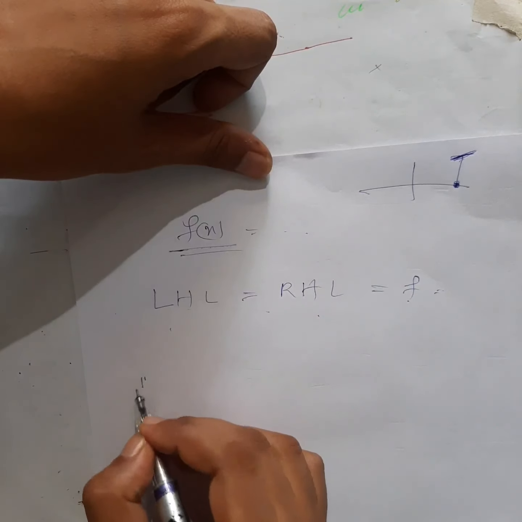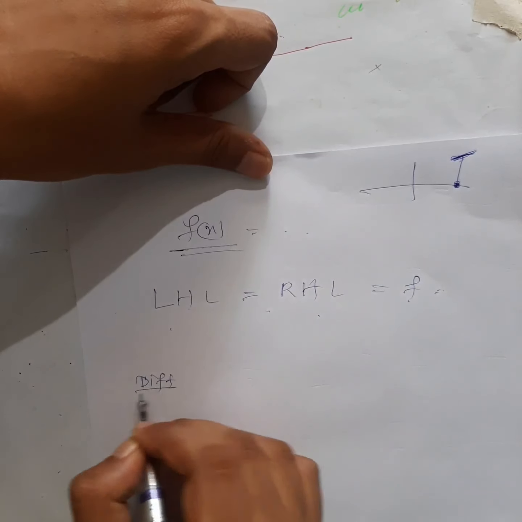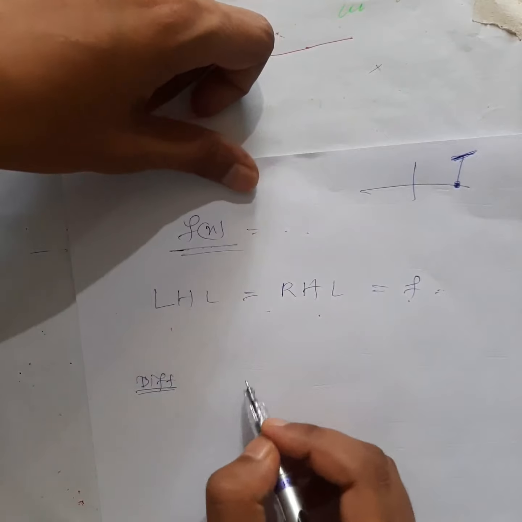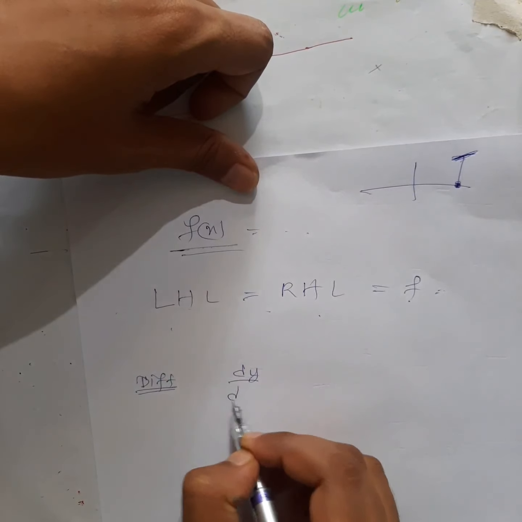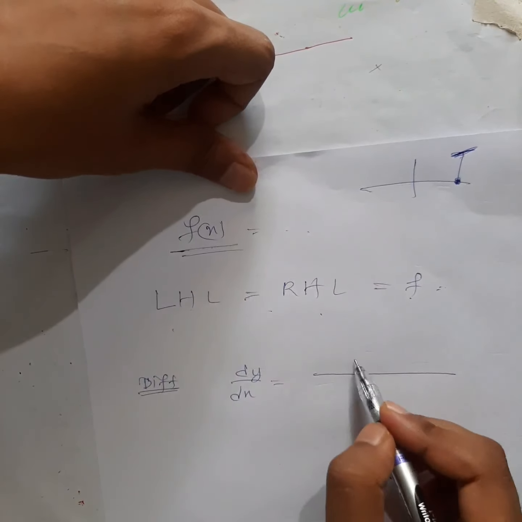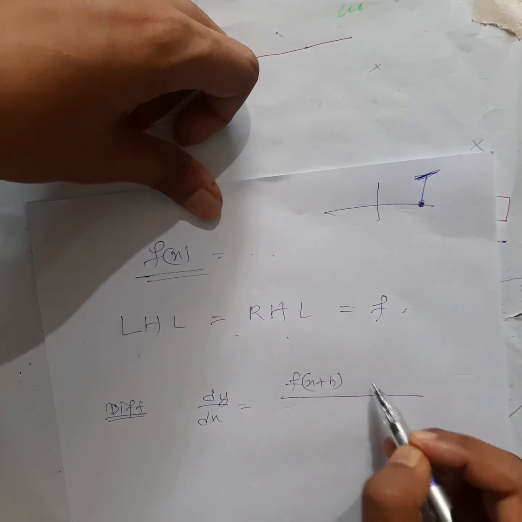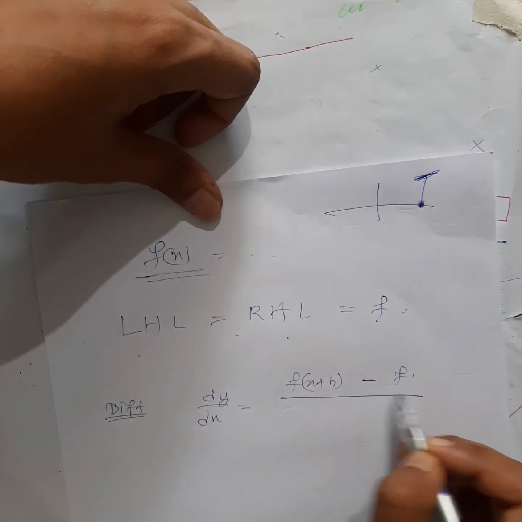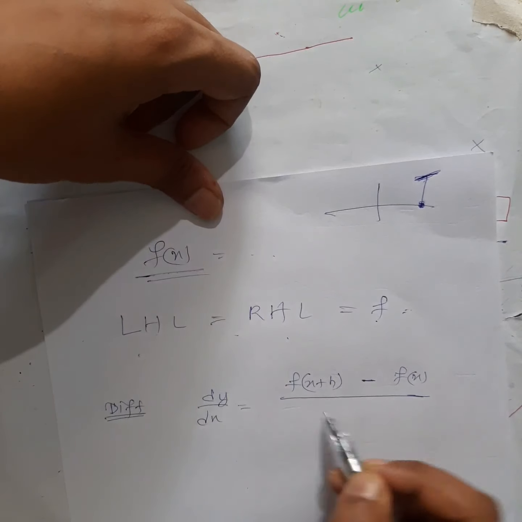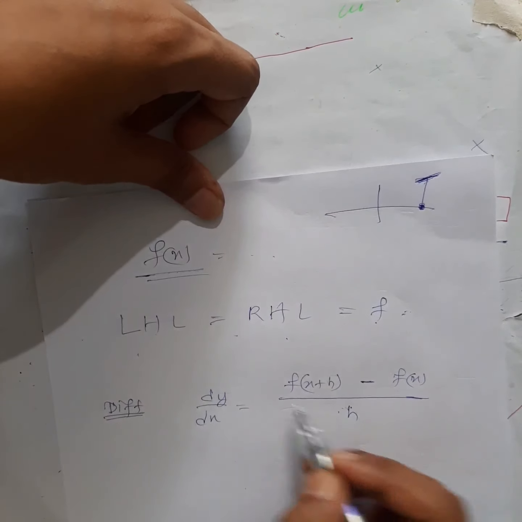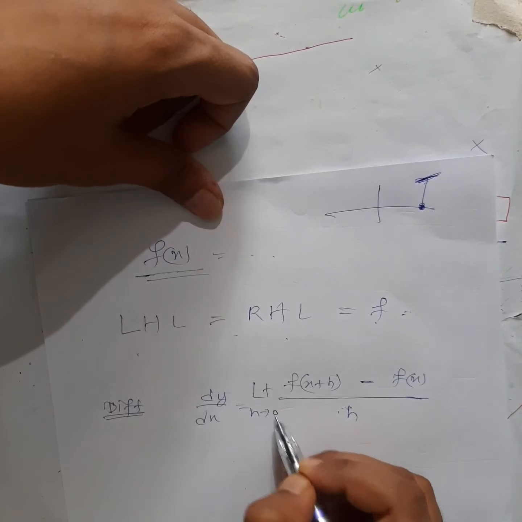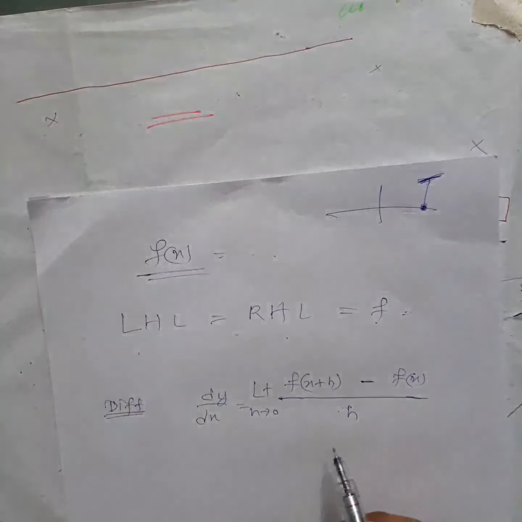Why I'm using derivative, differentiation also, okay. For differentiation, what was the definition? dy by dx we used to write; the actual definition was the limit as h tends to 0 of f of x plus h minus f of x, by h. This was the actual definition, right?